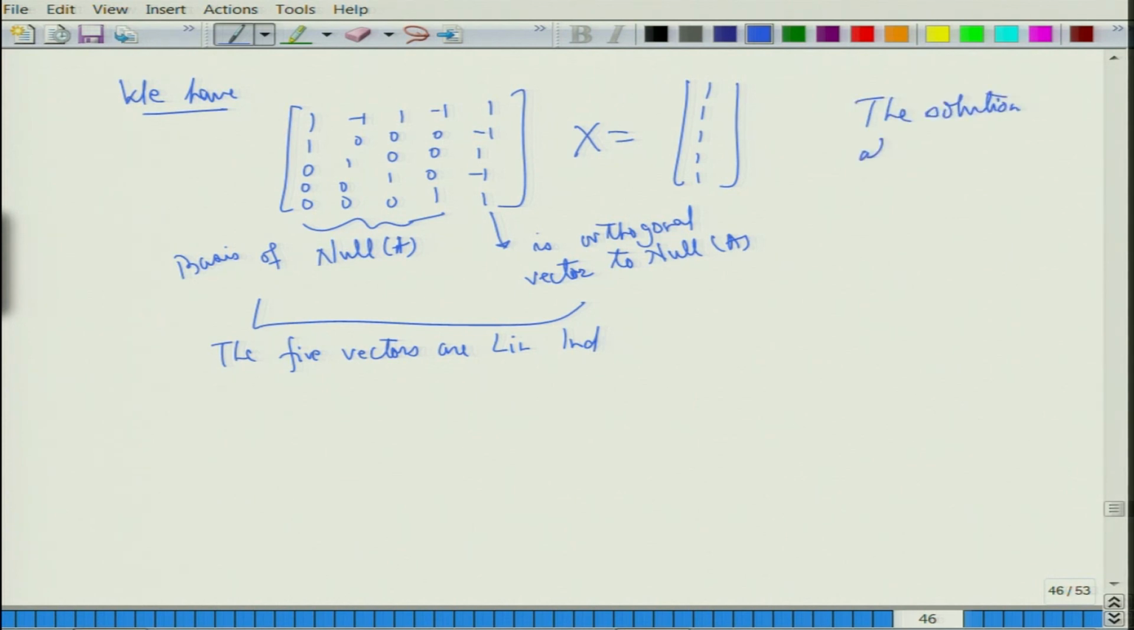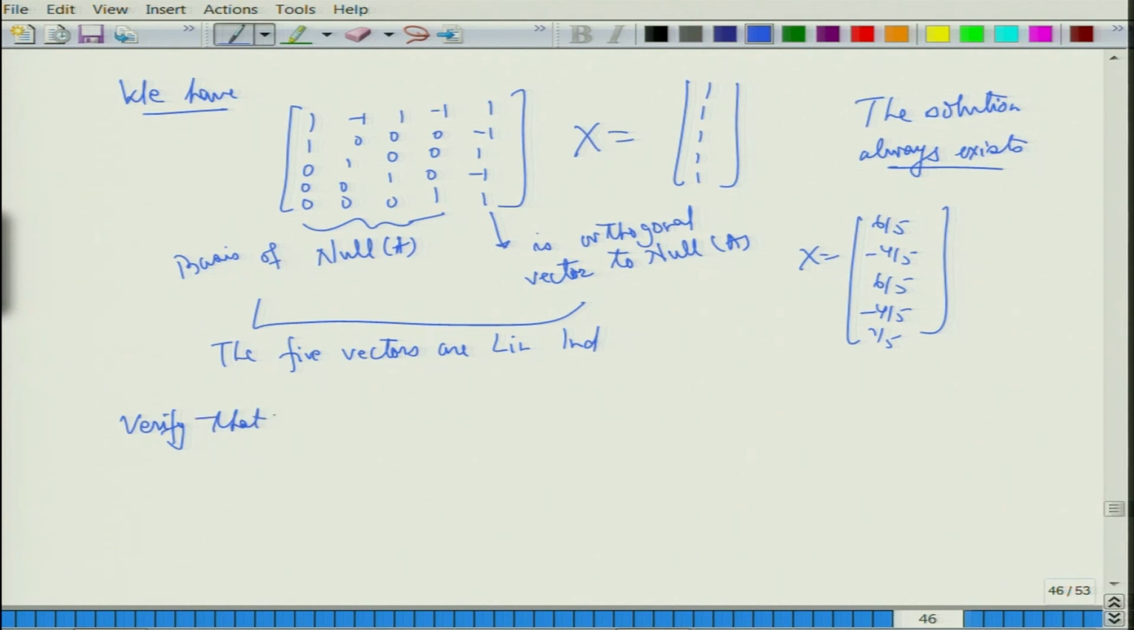The solution always exists, all right. So I can solve it, and it turns out that x is equal to 6 upon 5, minus 4 upon 5, 6 upon 5, minus 4 upon 5 and 1 upon 5. This is what it turns out to be. So I would like you to verify here.